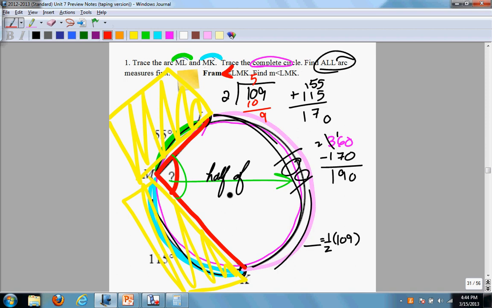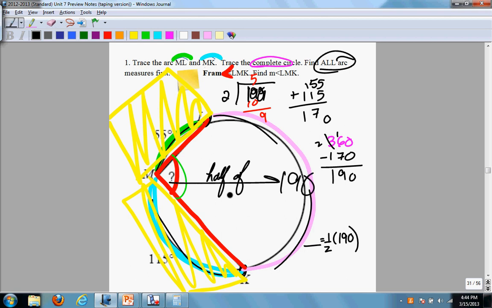Excuse me, it's not 109, it's 190. Let's double check that. It's not 109, it's 190. The other way around. No more taping on a Friday afternoon, 190. Okay, so half of 190, of course, is going to be 95 degrees. So our angle back here is 95 degrees.